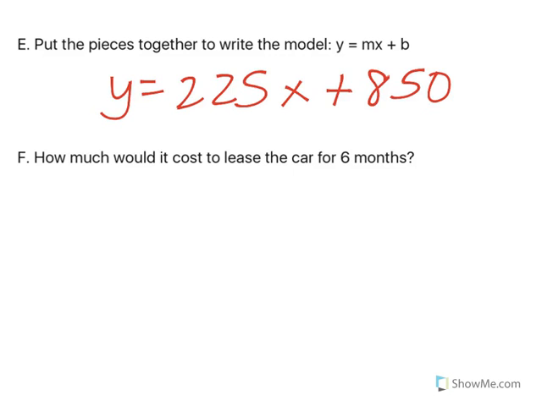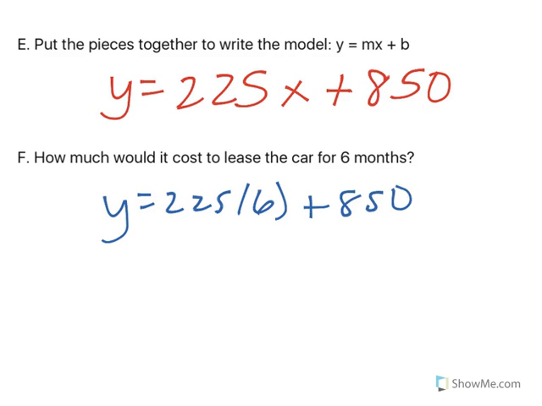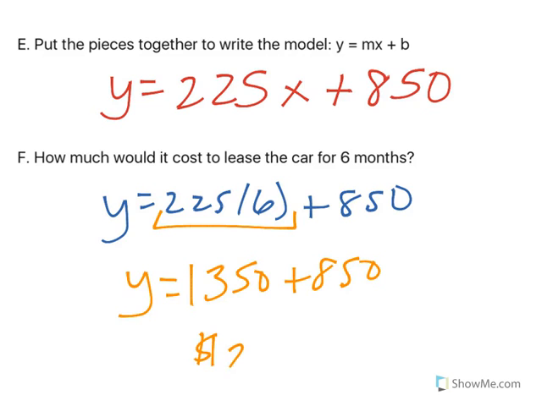So what would it cost to lease the car for 6 months? Well, 225 times 6 plus 850. We do the multiplication first. So Y equals 1350 plus 850. It's going to cost $2,200 to lease the car for 6 months. There you go.